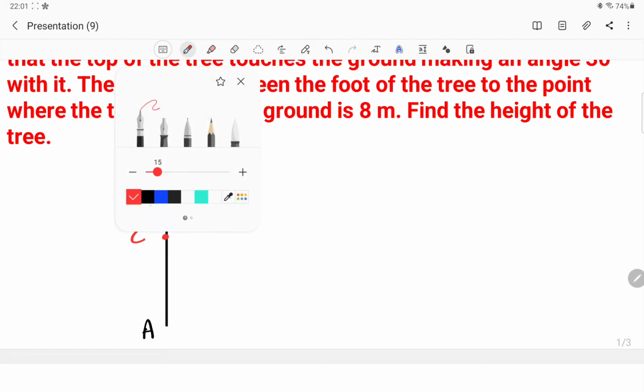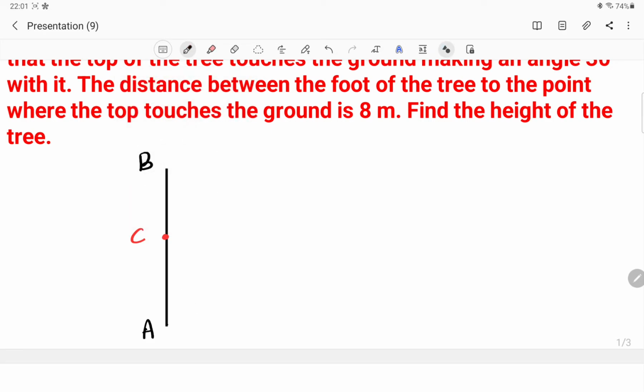Now I will draw the ground also. Let us take this as the ground. So this CB will come down like this, and this point is B. Don't say that this CB is very small but that CB is looking big, because this is a conceptual understanding.